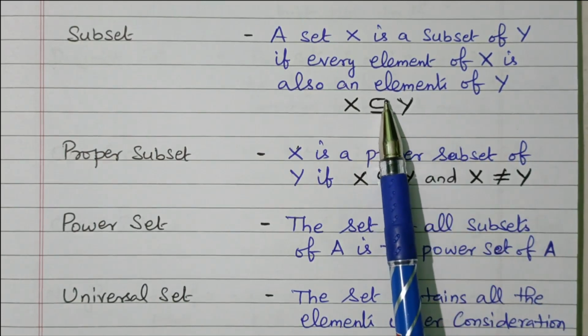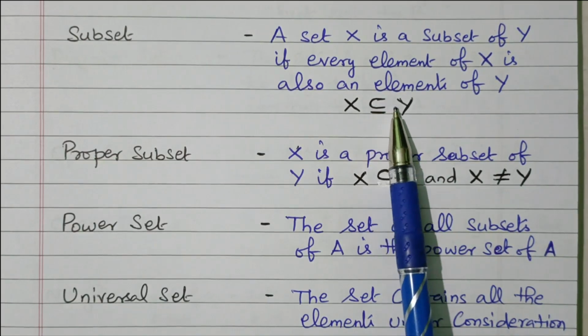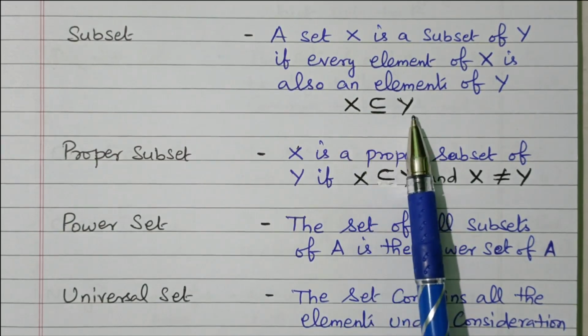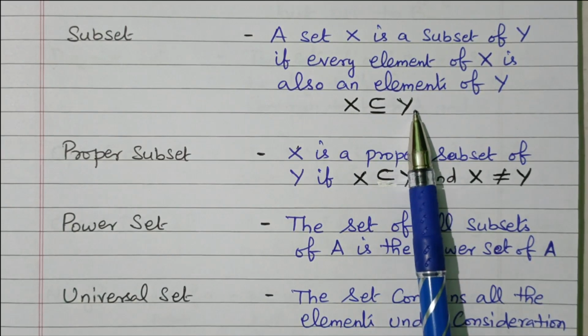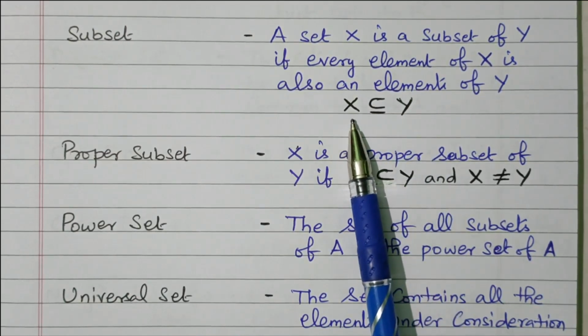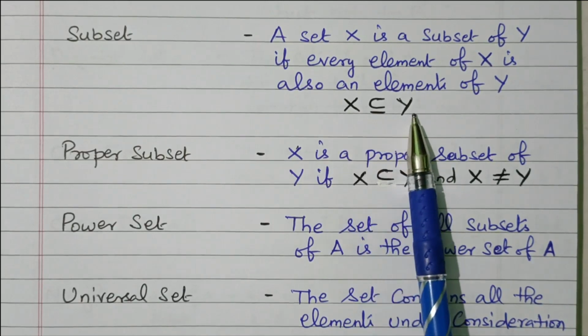The symbol is clearly given. Here on this side, more elements are available. Some of the elements in Y are also available in X. Right? So X is the subset of Y. This is the main set. Elements available in the main set, a few elements available in X. So X is the subset of Y.